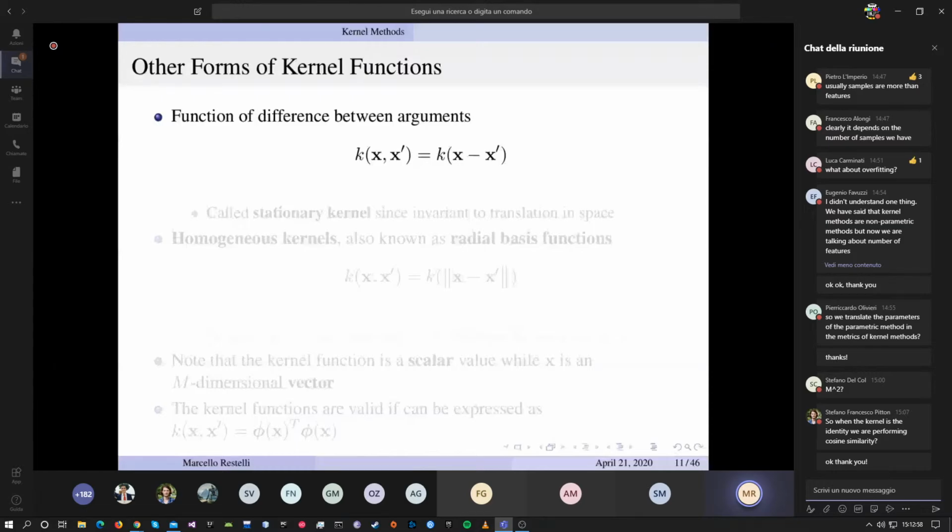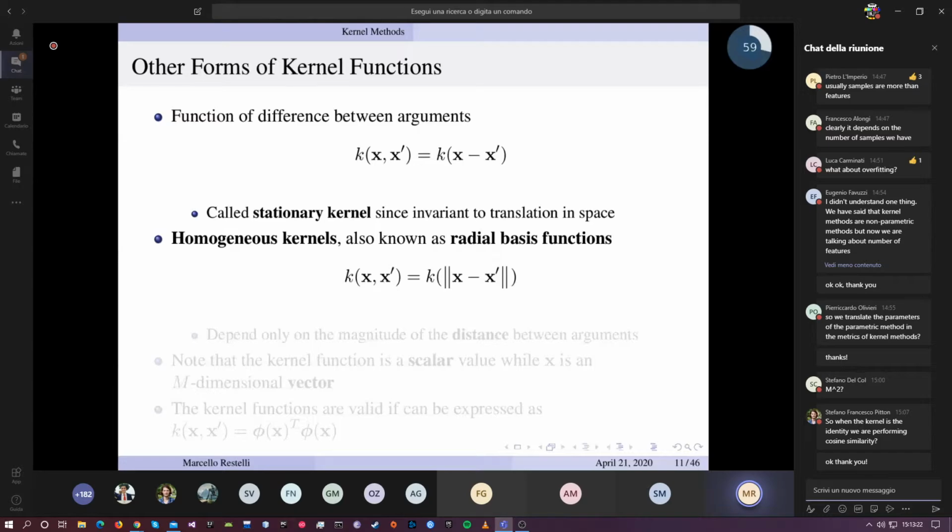Okay, some definitions. We say that a kernel is stationary if it depends only on the difference between the two points. So if the kernel between x and x prime is only a function of the difference between x and x prime, this is called a stationary kernel. Furthermore, we call a kernel homogeneous if it depends only on the Euclidean distance between x and x prime.